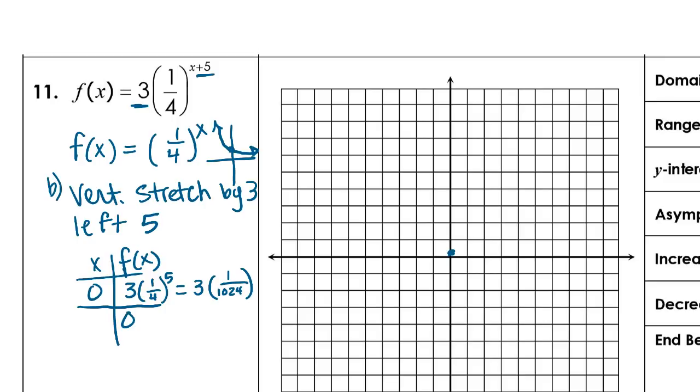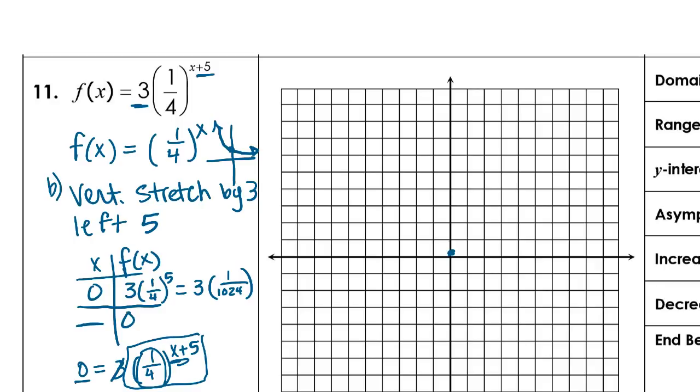All right, so now let's let f of x be 0. So then that's going to say 0 equals 3 times 1/4 raised to the x plus 5. We're going to divide both sides by 3. And notice with this 0 equals 1/4, it doesn't matter what I plug in for x, this entire base is never going to change to be a 0. So that's not going to exist. And that looks like that's probably going to be an asymptote for us.